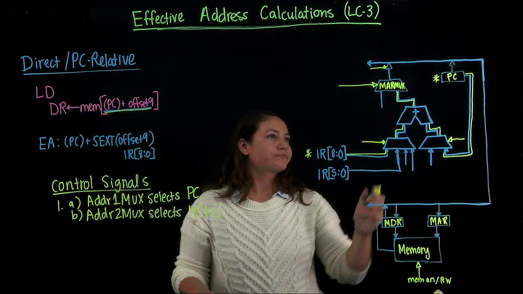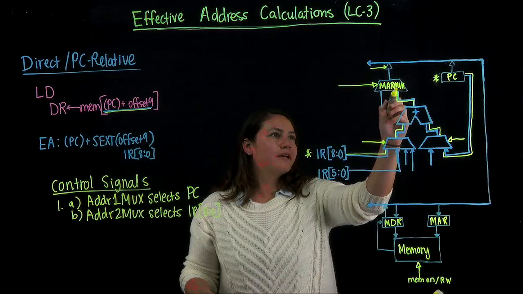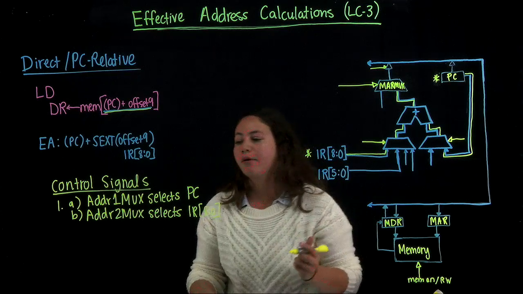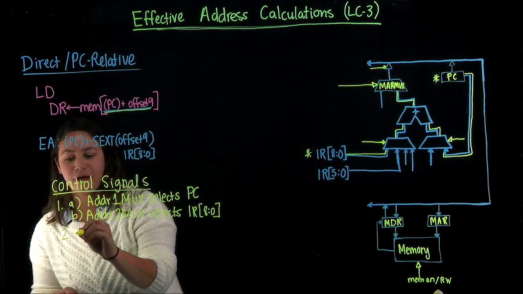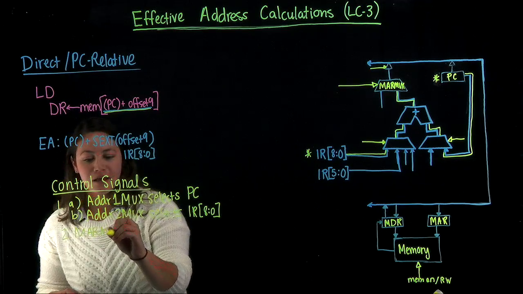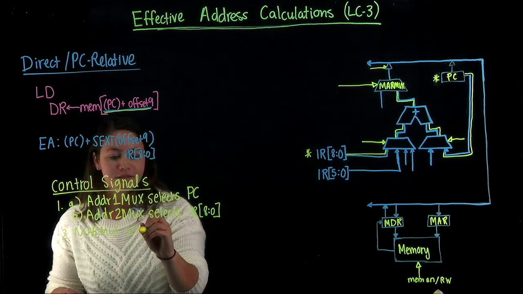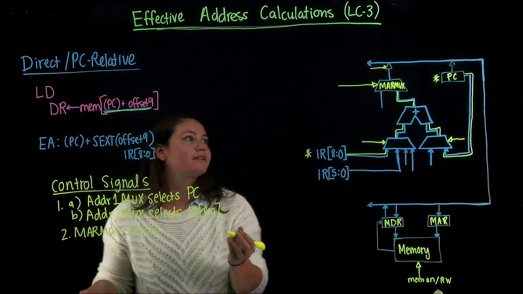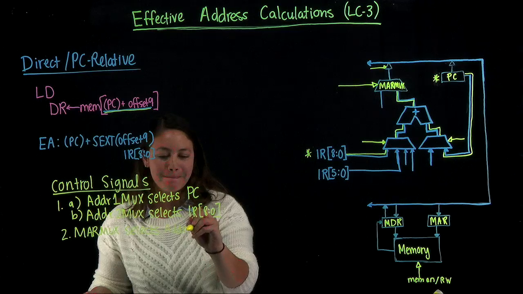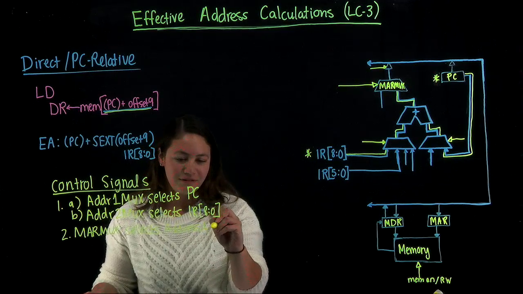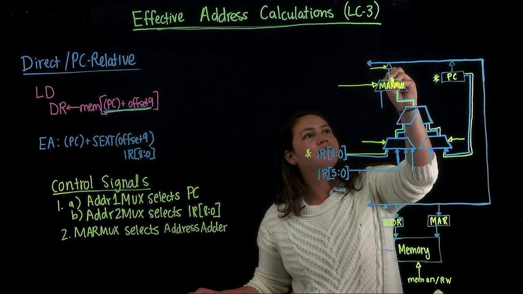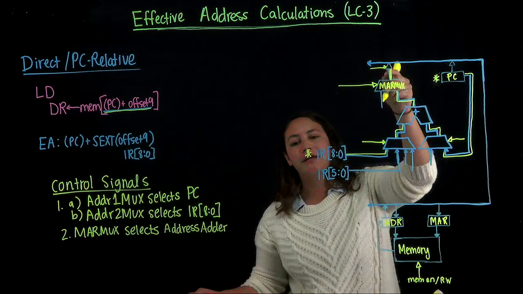So this is another multiplexer that we need to open in order to get it through. So we need to send a signal to that multiplexer, and we can call it by its name and say the MARMUX selects the address adder. So at this point, we've had the multiplexer select the address adder, so it's right here.